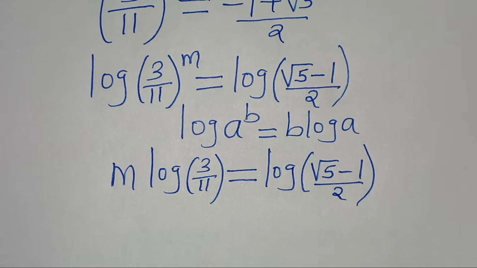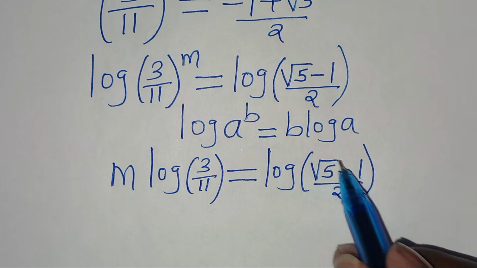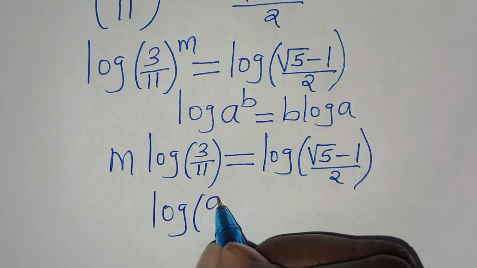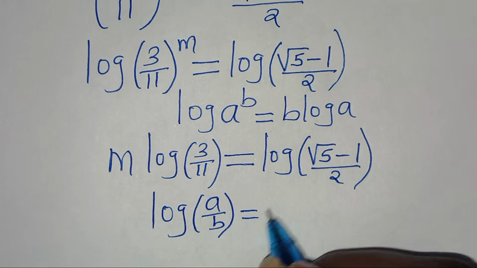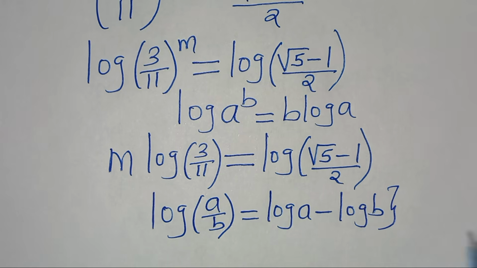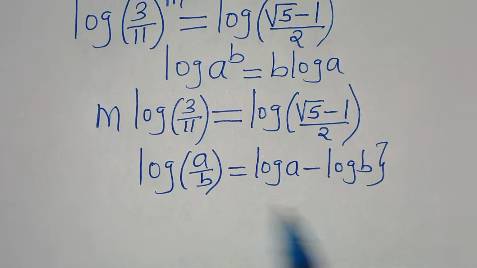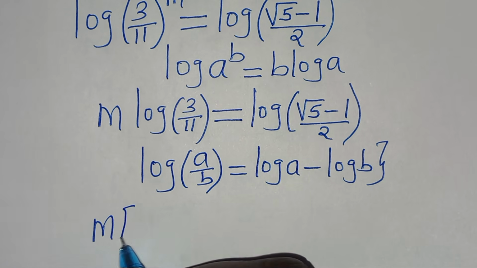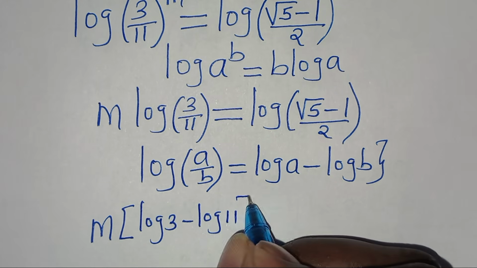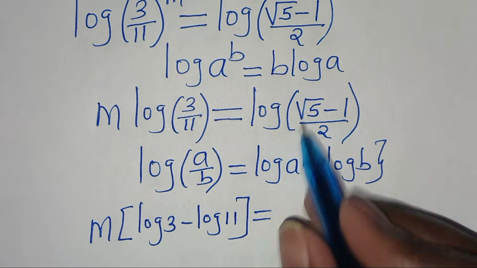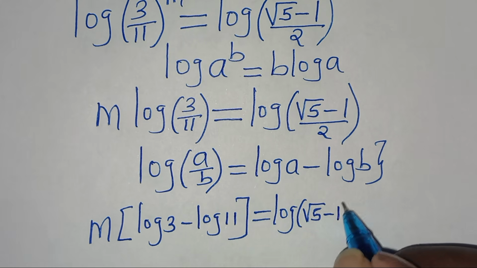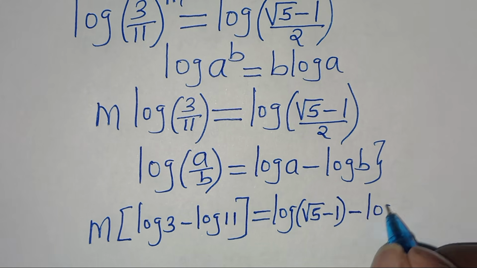Now, log 3 over 11 and log square root of 5 minus 1 over 2 are in the form of log a over b, which we can express as log a subtract log b. Applying this logarithm property, this implies we have m into the parentheses, log 3 subtract log 11, close the parentheses. This is equal to log square root of 5 subtract 1, close the parentheses, then minus log 2.